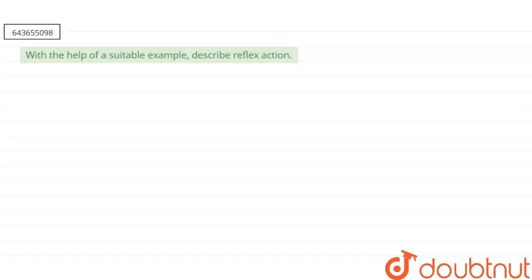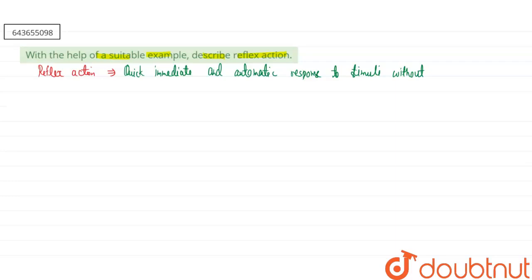Our question says that with the help of a suitable example, describe reflex action. So reflex action can be defined as a quick, immediate and automatic response to the stimuli without involving the brain. In reflex action the brain is not involved; it only involves the spinal cord.